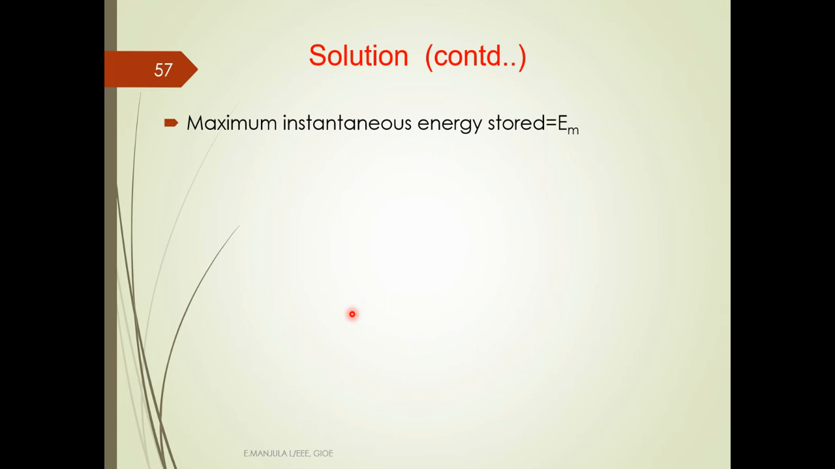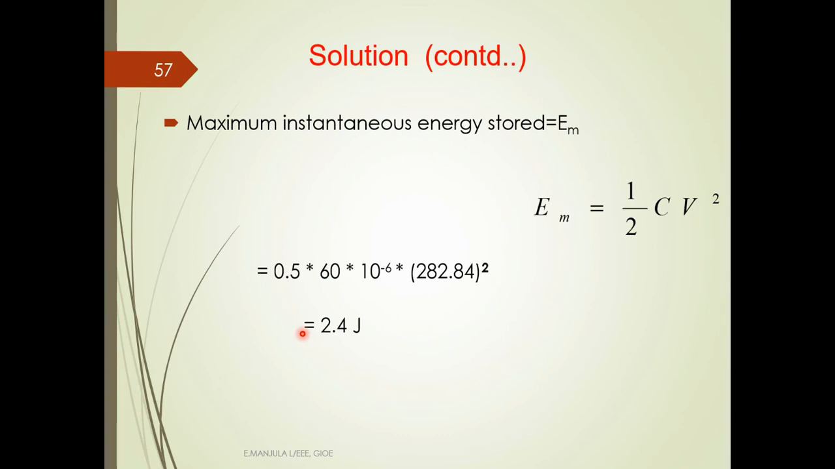And the maximum instantaneous energy stored, E maximum, is equal to 1 by 2 into C into V squared. So here 1 by 2 is 0.5, C is 60 into 10 to the power of minus 6, into 282.84 whole squared. We have been asked for the maximum instantaneous value, so we consider V maximum, which gives 2.4 joules.